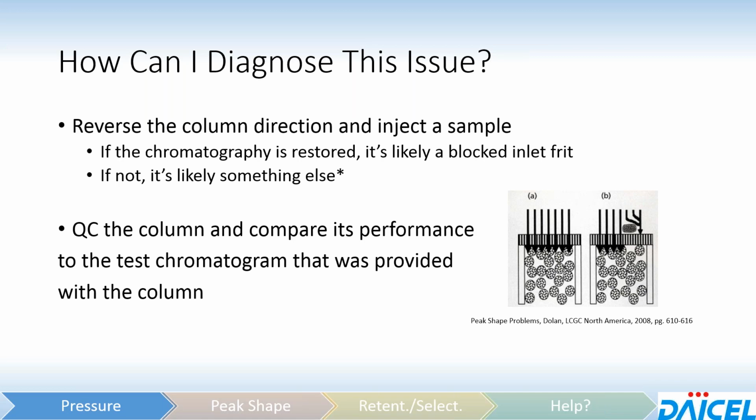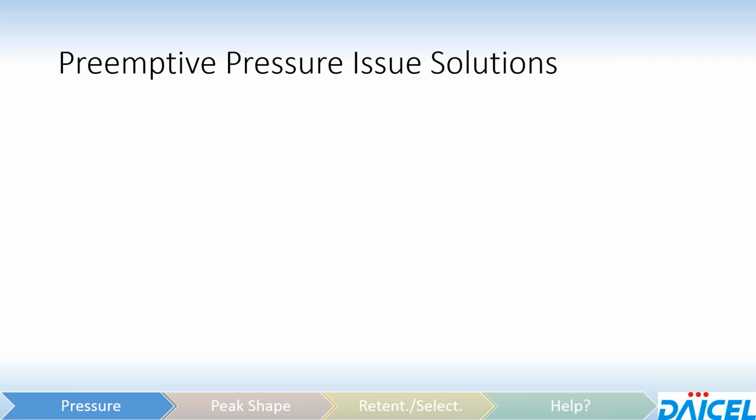The best thing that you can do is to QC the column in the normal flow direction and compare it to the performance test chromatogram that was supplied with the column when you purchased it. That is kind of the best way to go. You'll see issues with peak shape. You'll see the issues with plate count. So that's kind of the way that we generally suggest that you diagnose this issue.